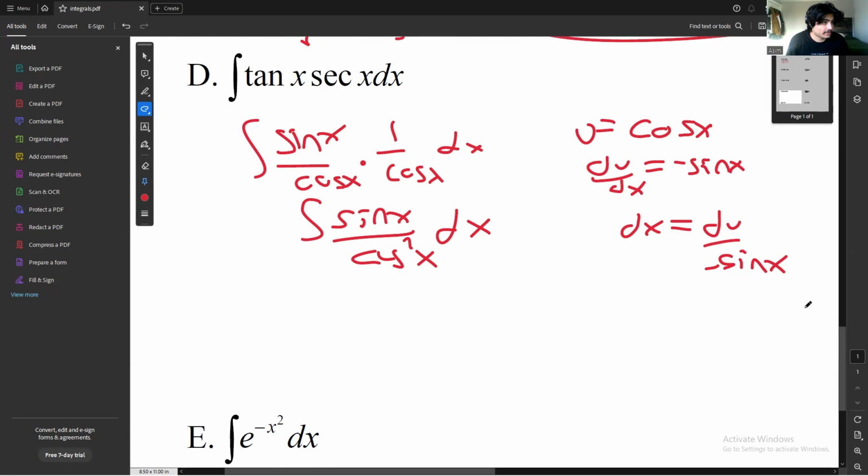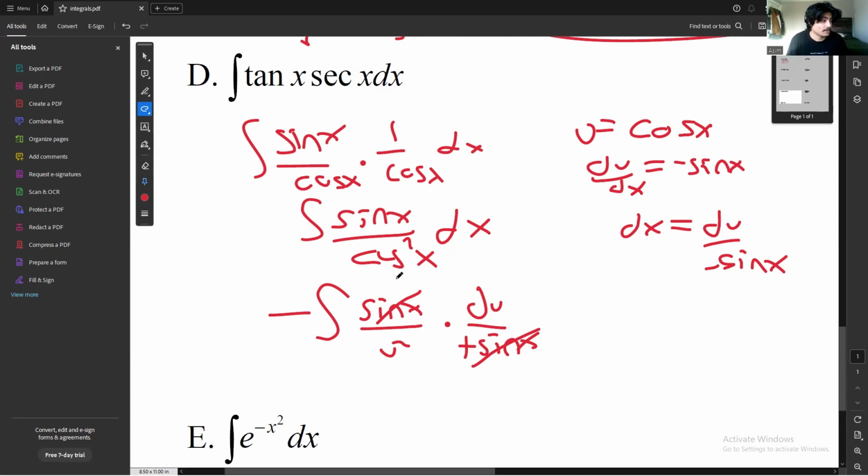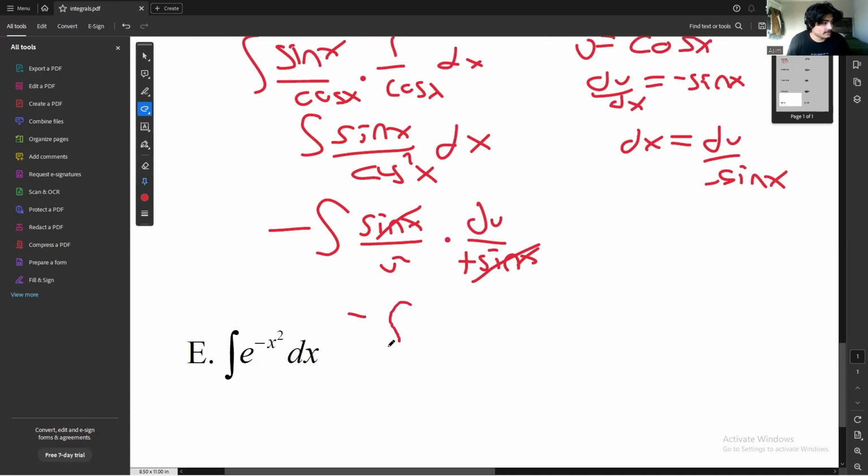After that, let's write everything in terms of our new variables and integrate sine x over u square times du over negative sine x. So the sine x goes away and there's a negative sign. I might put my negative sign outside of my integration symbol. What I end up with is negative integral of 1 over u square du. Actually, this is also the negative integral of u to the negative 2 power du.